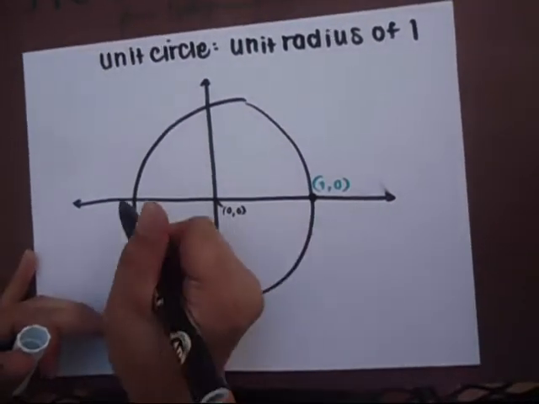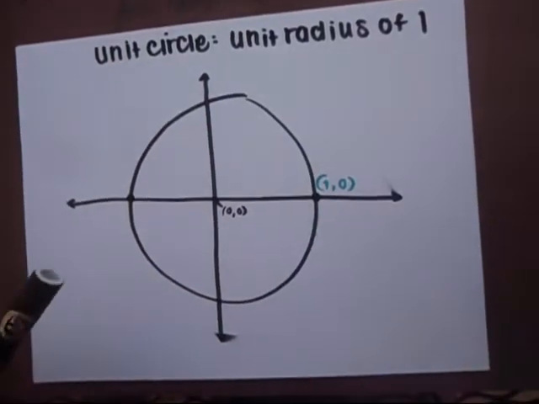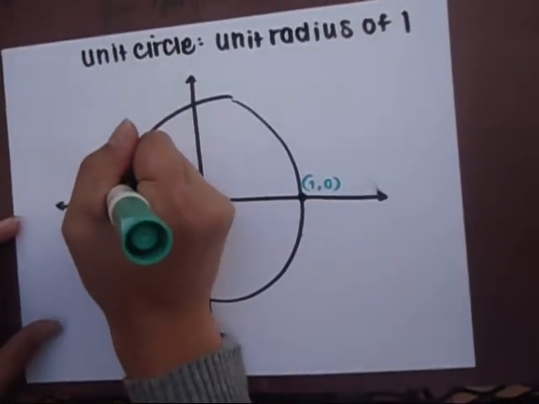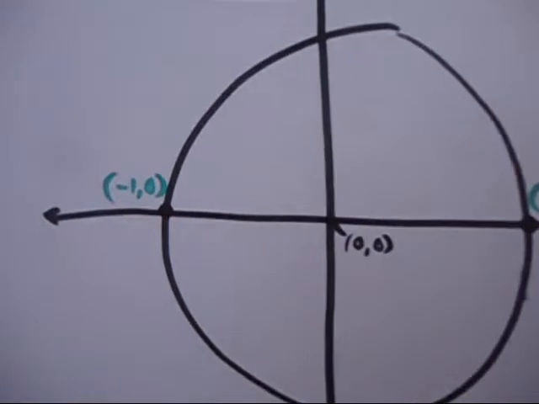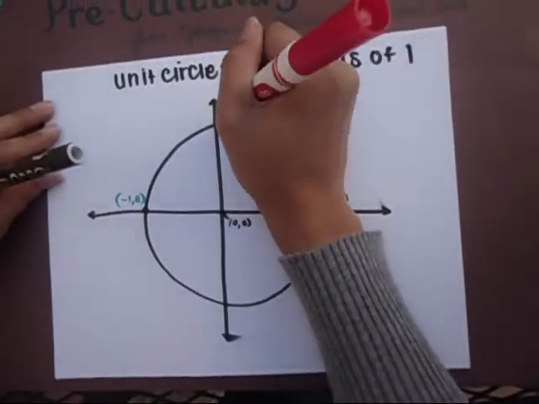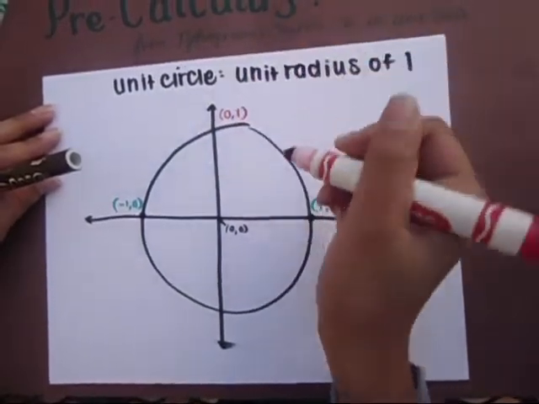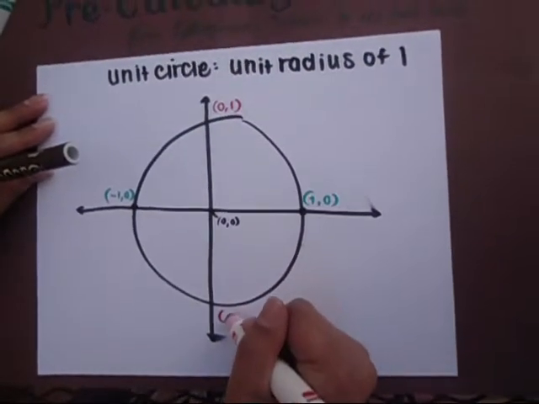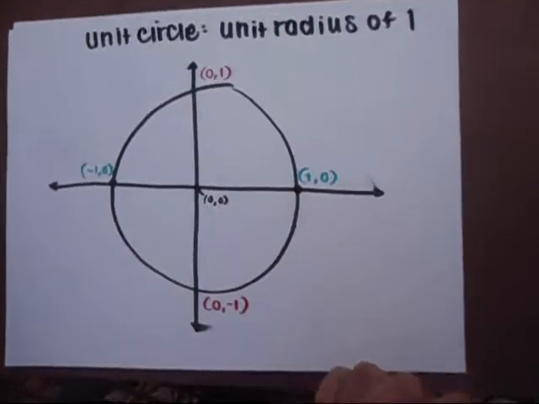Then on this side, the point is going to be -1, 0. And then right here, the point is 0, 1. And right here, it's 0, -1.